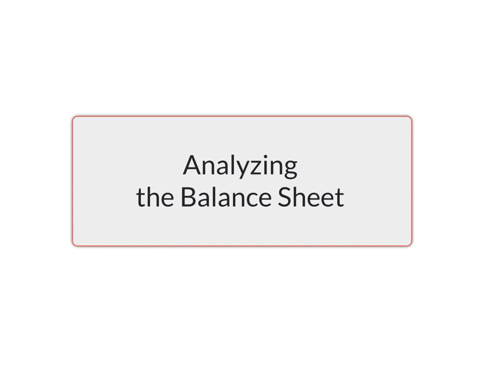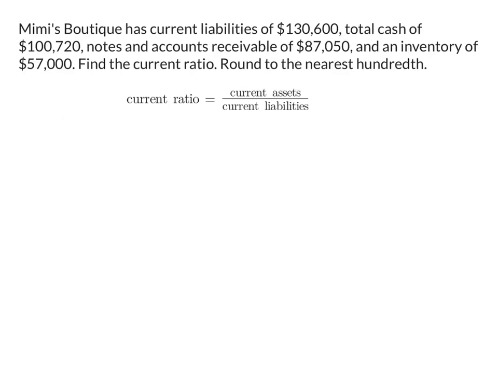Analyzing the balance sheet. Mimi's Boutique has current liabilities of $130,600, total cash of $100,720, notes and accounts receivable of $87,050, and an inventory of $57,000. Find the current ratio, round to the nearest hundredth.